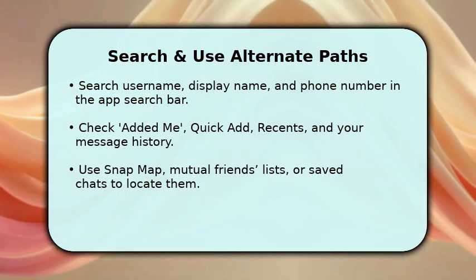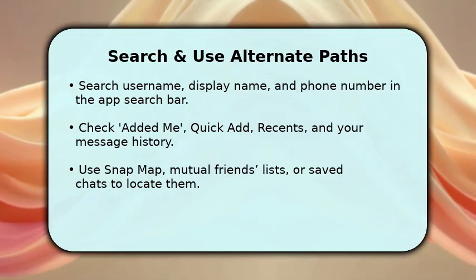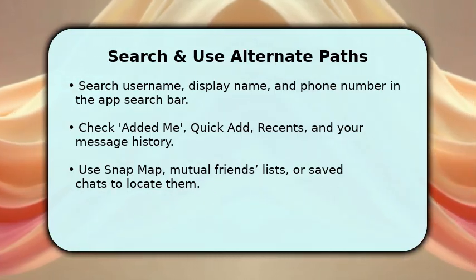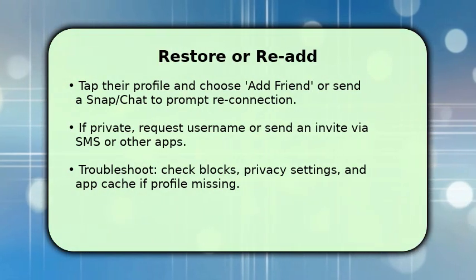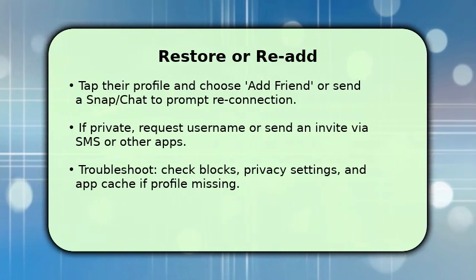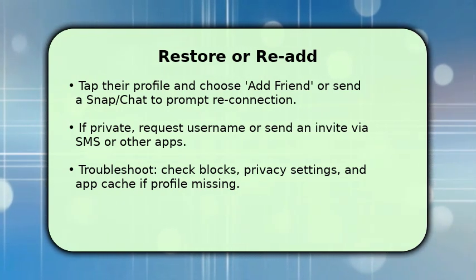If you have contacts synced, search your phone contacts inside Snapchat to link a number to their profile. When you find the profile, tap it and select Add Friend. Sending a quick snap or message can prompt them to accept.